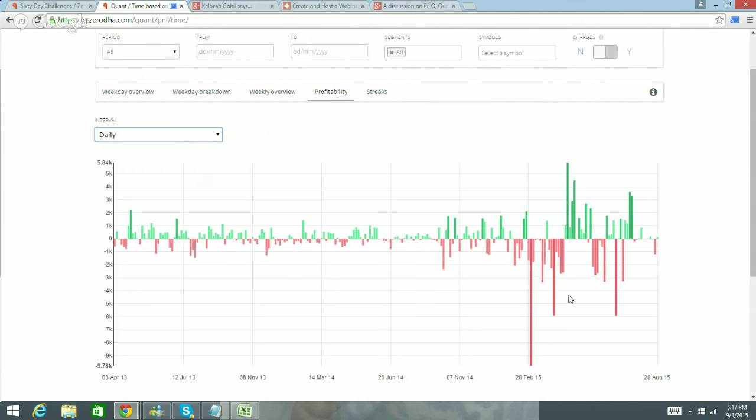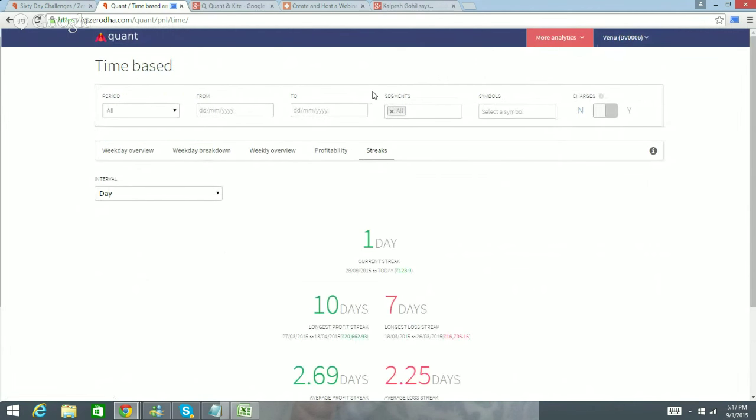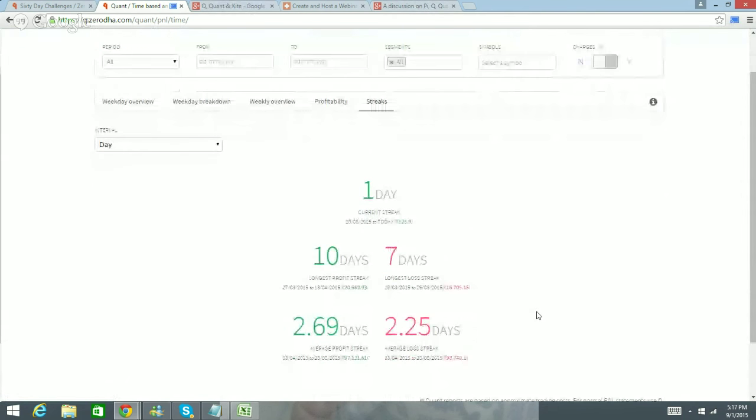Chart looks beautiful, right? So anyway, these are all daily profitability, so that's how it works. Another thing that I always used to follow was streaks, right? Again, you can call it superstition, but the law of averages in life says that you cannot keep winning all the time, right?